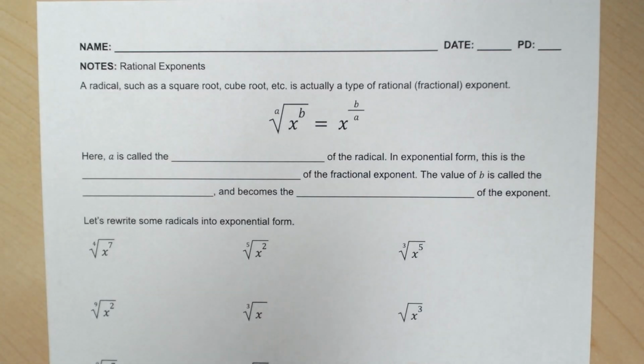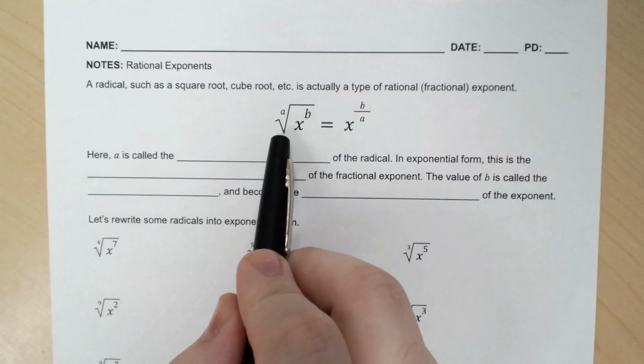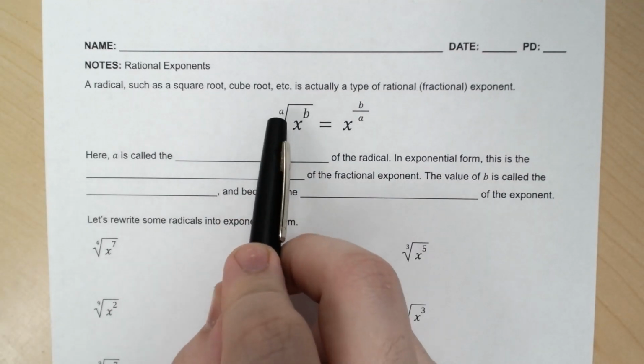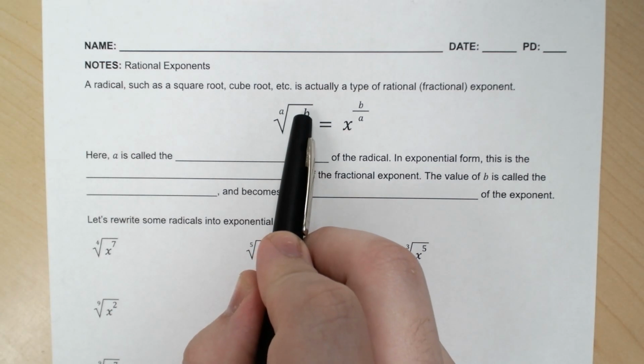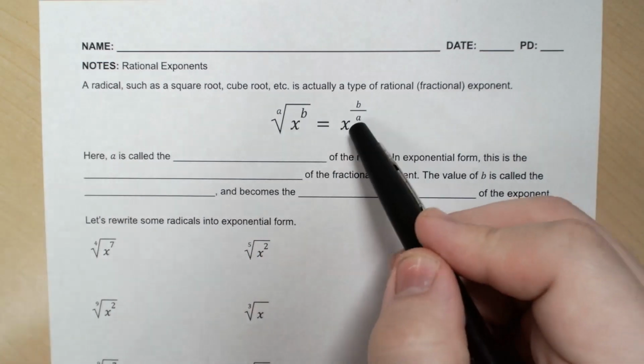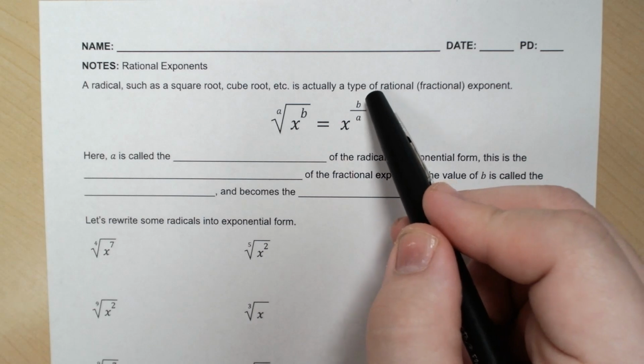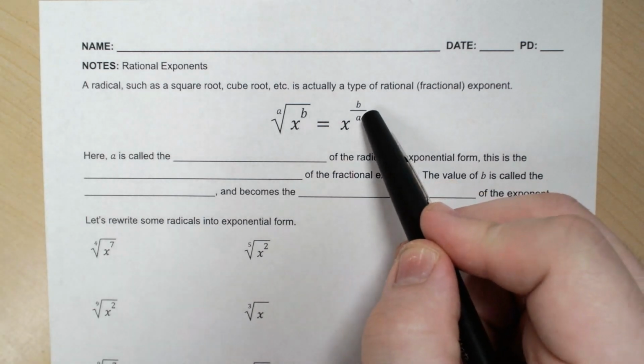Hey everybody. So, we've been working with radicals for a little while now, but what we need to do today is rewrite them as an exponent, because believe it or not, a radical is a type of exponent. And so here is the way radicals match up with exponents. If you have the a-th root of x to the b power, you could rewrite that as x to the fraction exponent where b is on top and a is on the bottom.